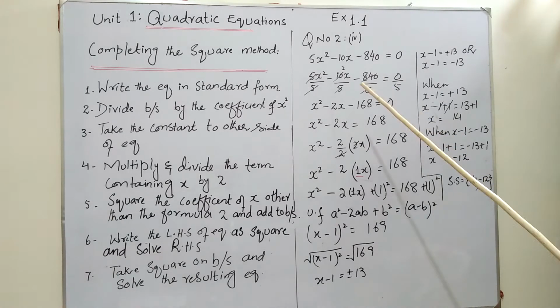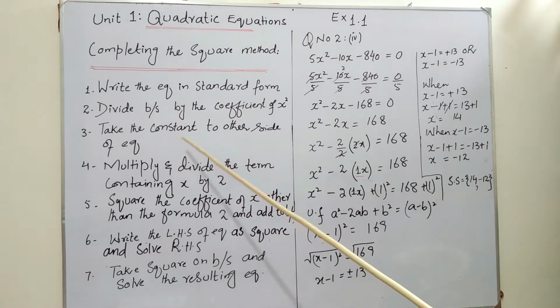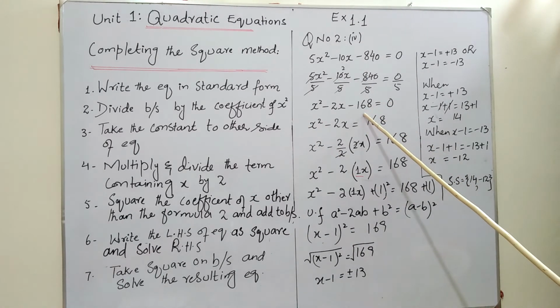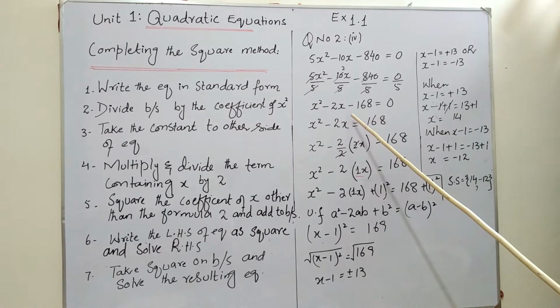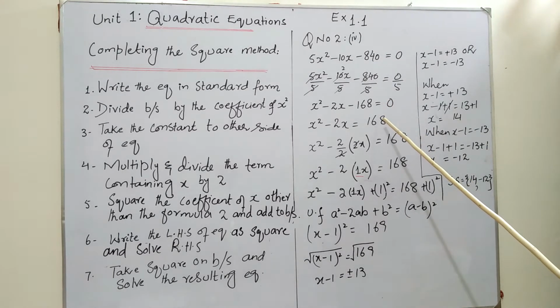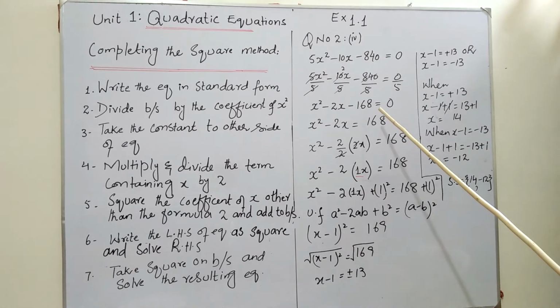Now we move to the third step, that is, take the constant to the other side of the equation. Now the constant in our equation is minus 168. So x square minus 2x is equal to 168. When this minus 168 is shifted towards the other side of the equation, it becomes plus 168.